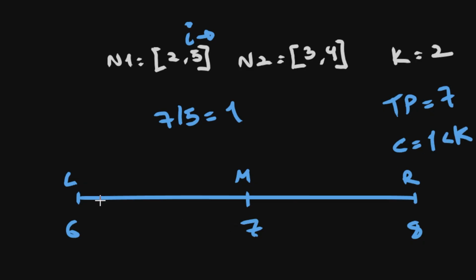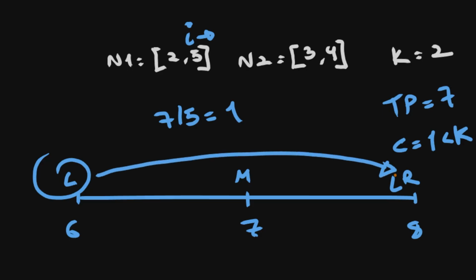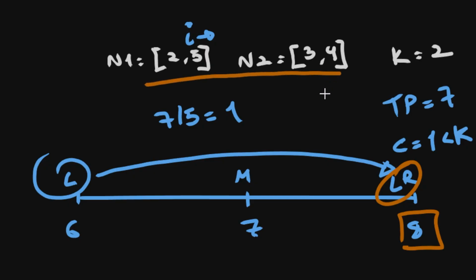So now we need to move mid to the right, meaning we move the left pointer to mid plus 1. So now the left pointer is here. Now left equals right, meaning we can return left or right, meaning 8. So the final result in this case is 8. So 8 is the kth smallest product that we can get from this.